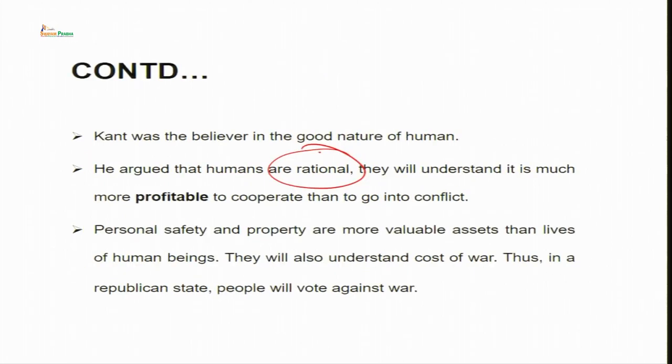And Kant believed that human nature has the reason to calculate the benefits of being in a peaceful situation rather than a warlike situation. So, Kant says that personal safety and property are very important and valuable assets, more than the life of human beings. To save that property, to have personal safety, they understand that we have to avoid war, because war has its own cost. Thus, in a republican state, people will vote against war. People will not go for war because they are rational. And when they are rational, they understand that it is more profitable to cooperate.